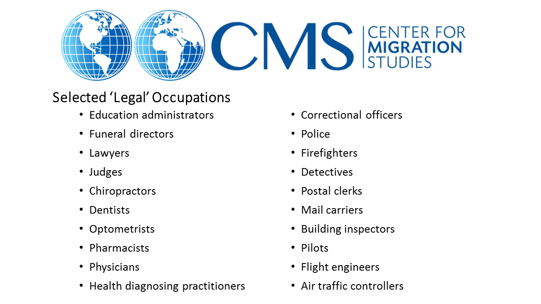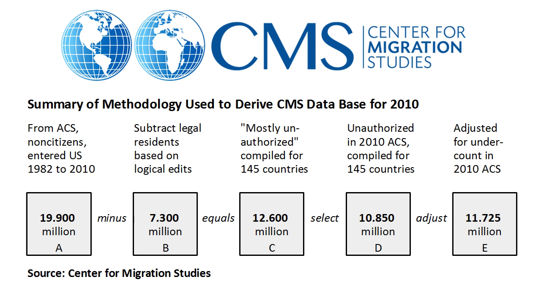Now, of the 19.9 million non-citizens that we started out with, we identified 7.3 million as being legal residents based on these logical edits. That left us with 12.6 million who were mostly unauthorized.